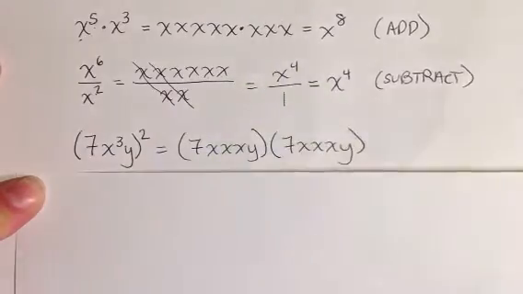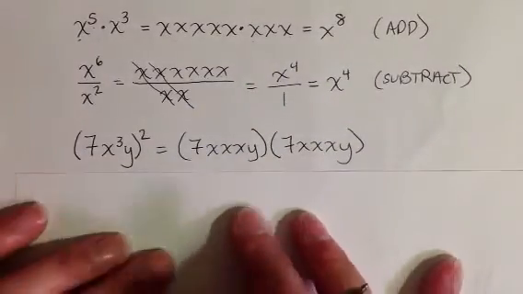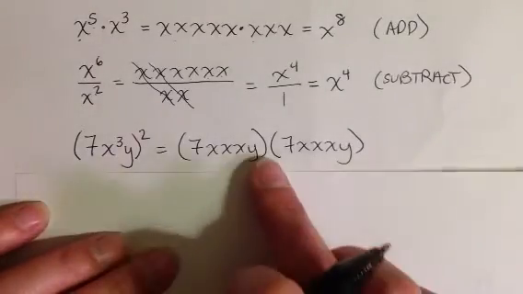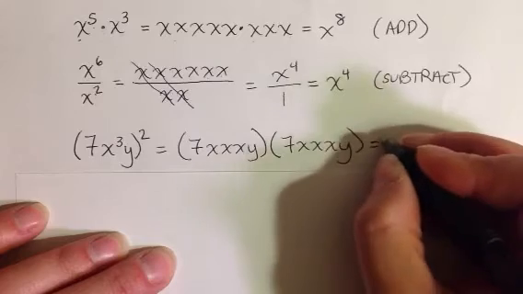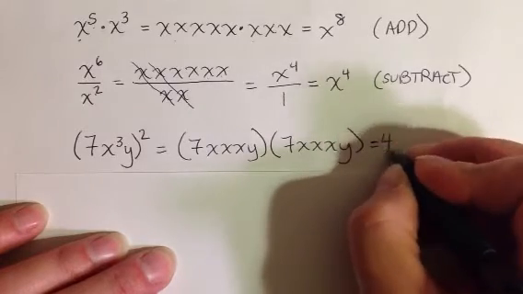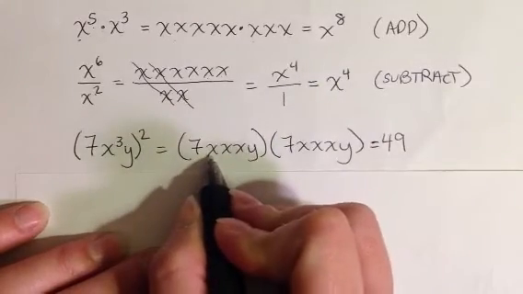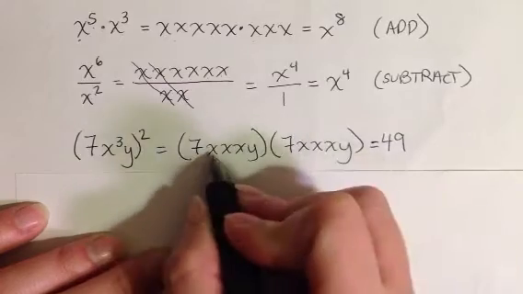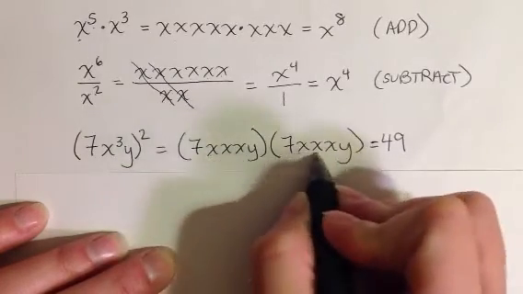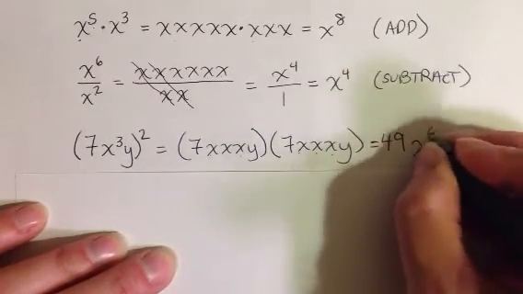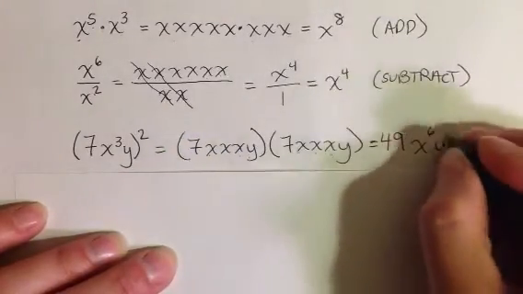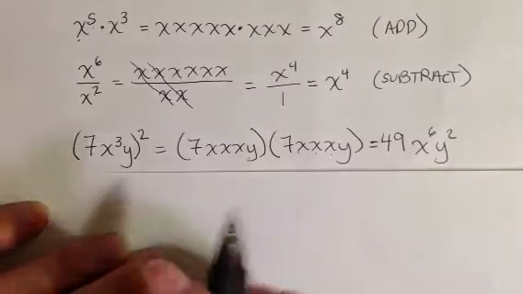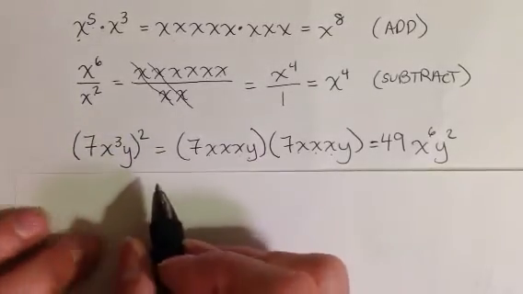7x cubed times y. Well, this is all one big product now. I don't need these parentheses, so this becomes 7 times 7, which is 7 squared, which is 49. X cubed times x cubed gives me a total of 1, 2, 3, 4, 5, 6 x's, x to the sixth power, and then y times y, so that's y squared. So what did I do with these exponents?